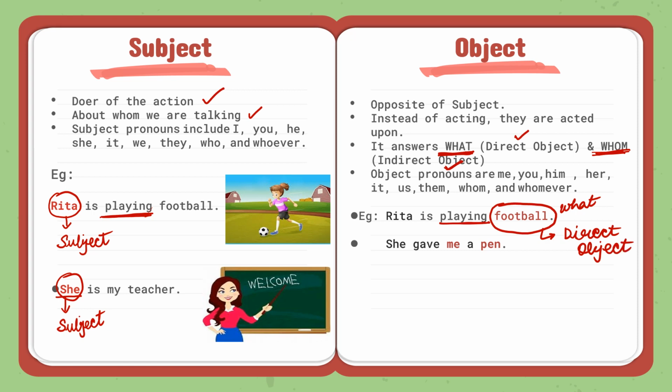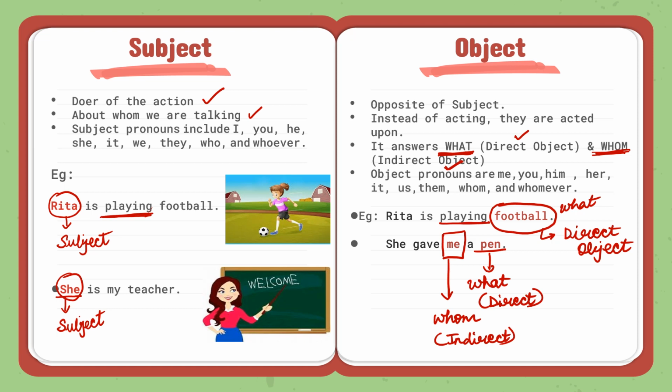Okay, the second example is, she gave me a pen. Let's ask the question in the very same fashion again. She gave me what? I'm getting the answer. The answer is pen. This is our answer of what? Again, this is our direct object. Let's ask the second question as well. She gave whom? Me. This is our answer of whom. So this is our indirect object. Answer of what is your direct object, and answer of whom is your indirect object.